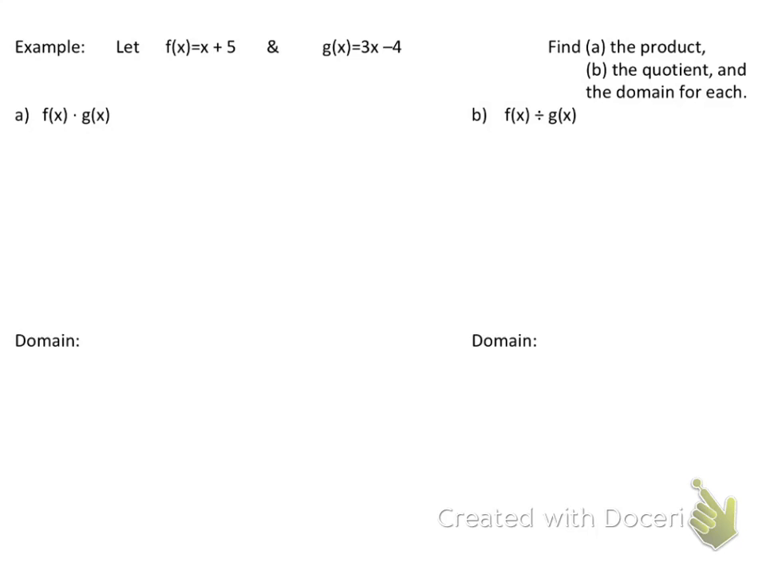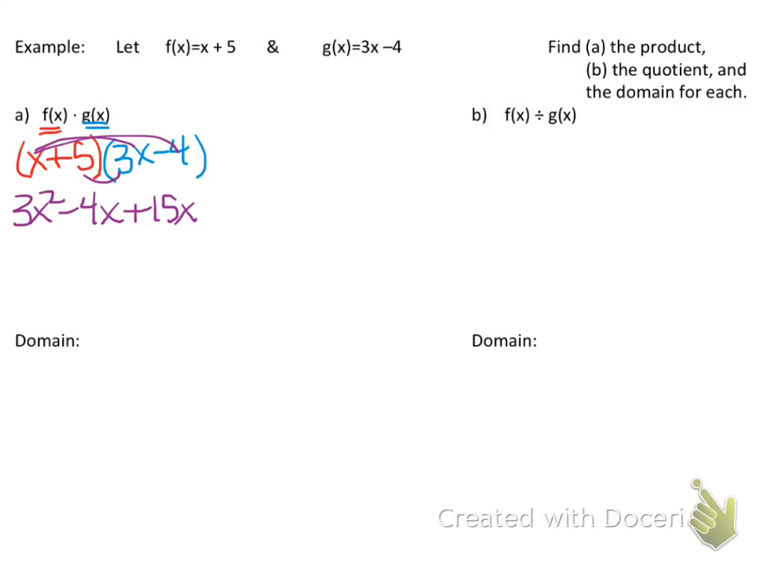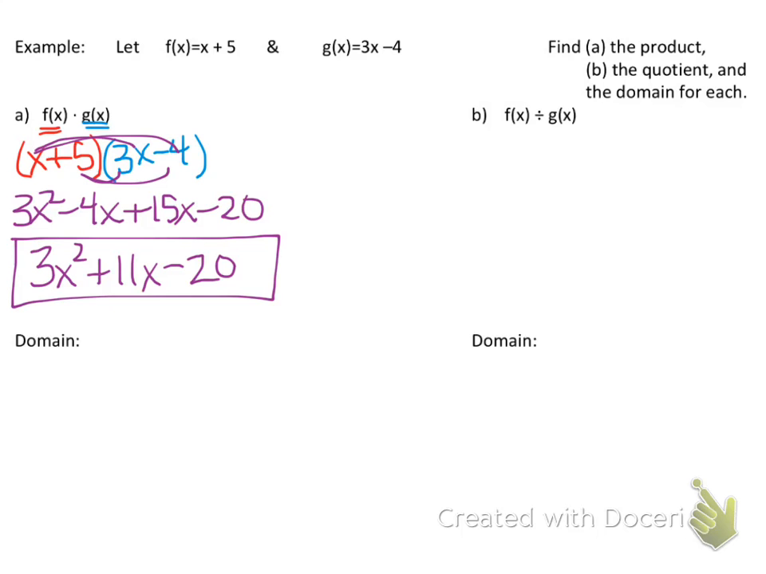Now let's move on to finding the product and the quotient. So given the f function, x plus 5, and multiplying that by the g function, we have to remember that we have to multiply everything in the first parentheses times everything in the second parentheses. Some of you may know this process by foiling. Combining like terms, we'll get 3x squared plus 11x minus 20. Again, when we think about the domain, is there anything that we cannot put in for x, either in the original two functions or in our resulting function? And there's not. We can go from negative infinity to positive infinity.